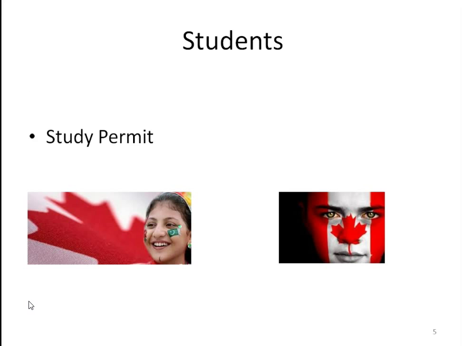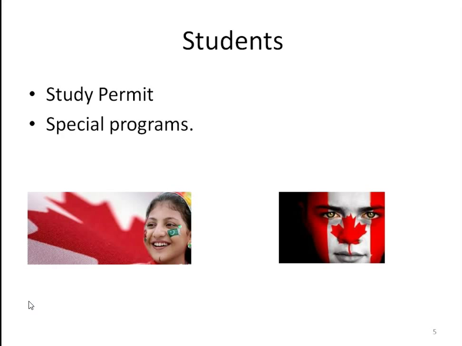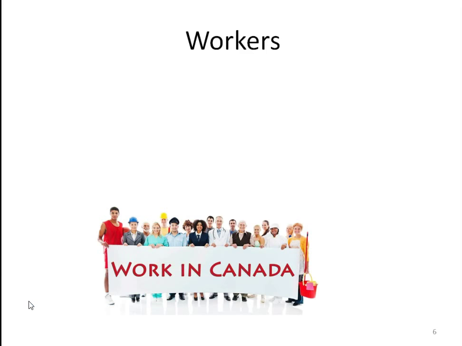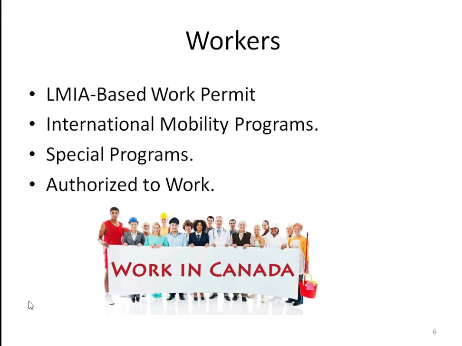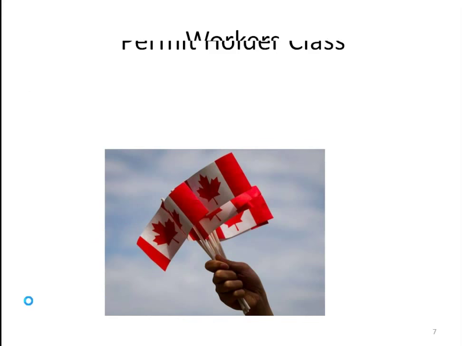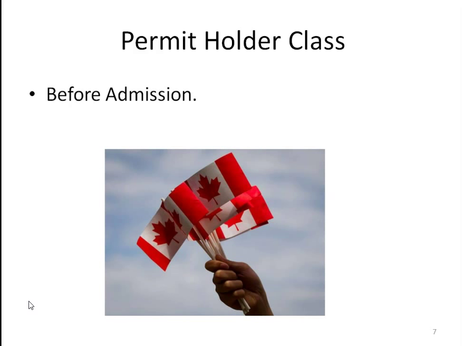As a student, normally you will require a study permit. You can participate also with special programs. And as a worker, the most common way to come to Canada is with an LMIA-based work permit. You also have the choice to come to Canada as a worker through an international mobility program or special programs. And you also can be authorized to work in Canada. Permit holder class are issued before admission and after admission.